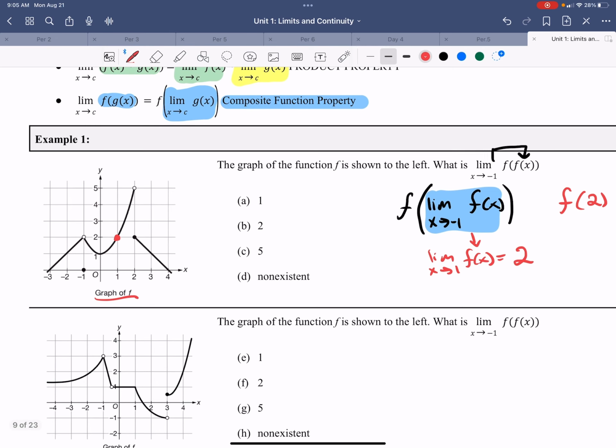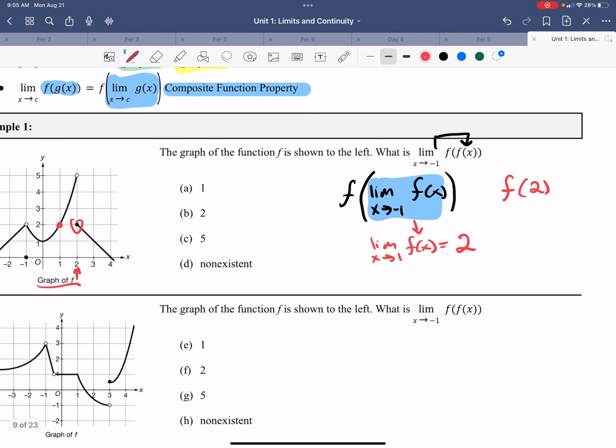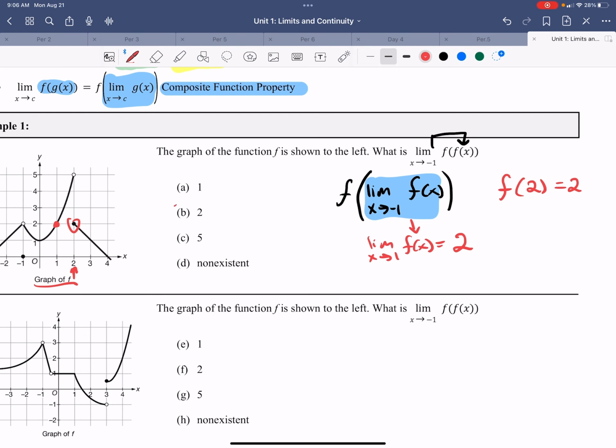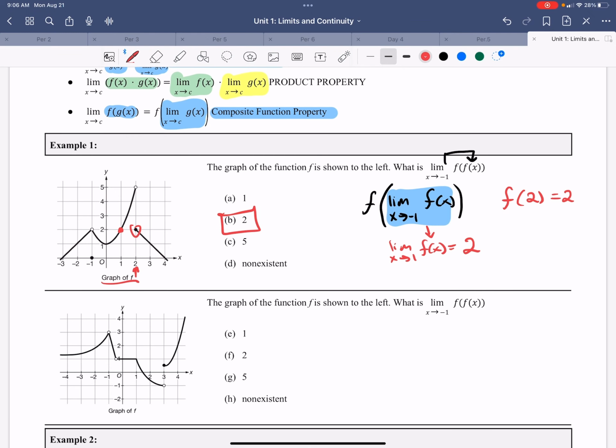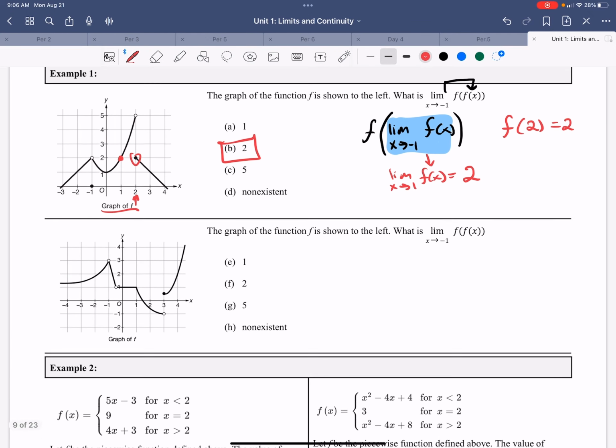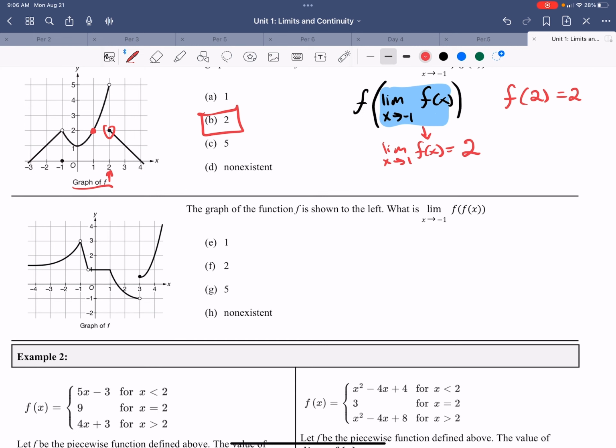And f of 2, where is our solid dot? It's going to be right here. So our answer is going to be 2, which is B. I took this problem straight from AP Classroom, I believe. So if you're wondering how I got these, this is where I got them from, or from online. I forget which one.